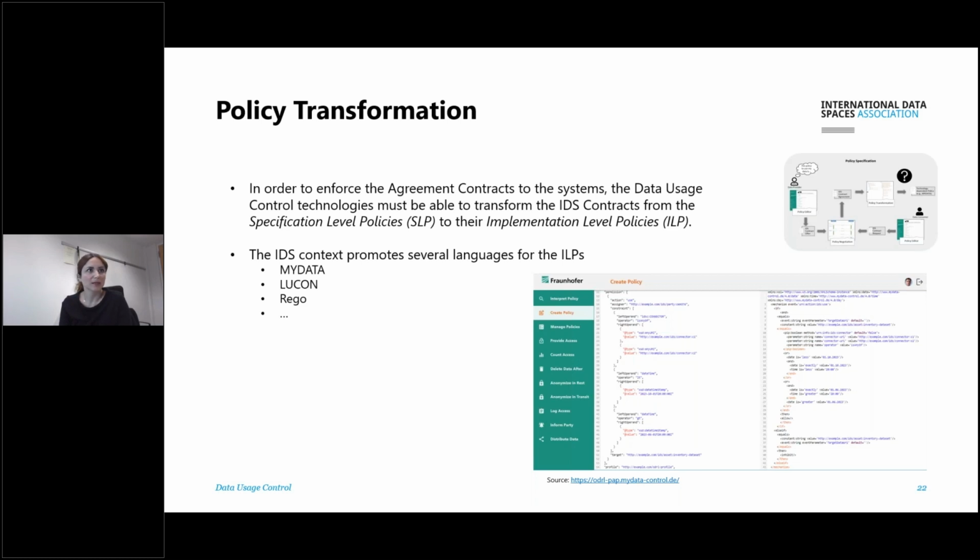So each usage control technology can have its own implementation level policy. We have examples of implementation level policies. For example, MYDATA has its own language, LUCON has its own language, Rego is another language. So all these languages, if you want to use a technology, have to be considered, because this agreement, which is in ODRL, has to be transformed to the technology-dependent language, and then it can be enforced.